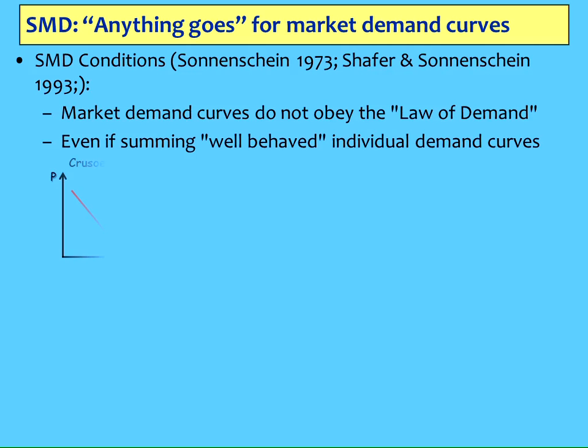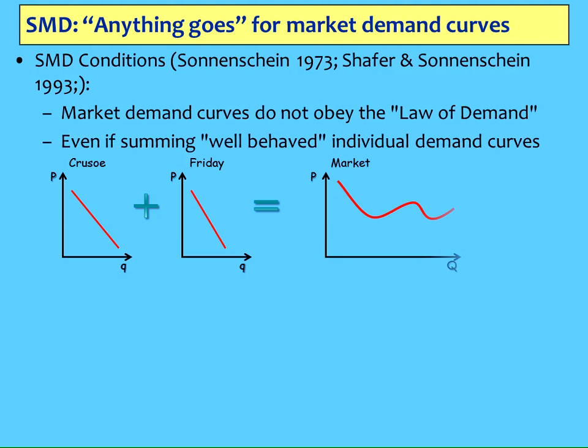So what Sonnenschein and Mantel concluded is that market demand curves don't obey the law of demand, even if you're summing up well-behaved demand curves. So you have Crusoe with a downward-sloping demand curve for bananas, and Friday with the same. You add them together and the market demand curve for bananas looks like a wobbly line. And it's all quite legitimate.